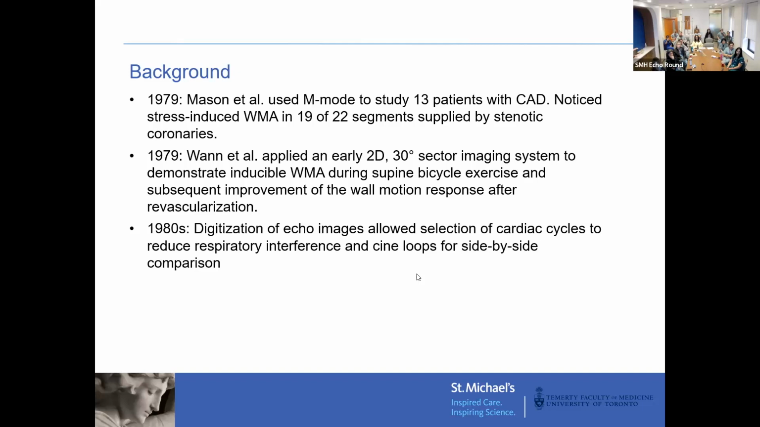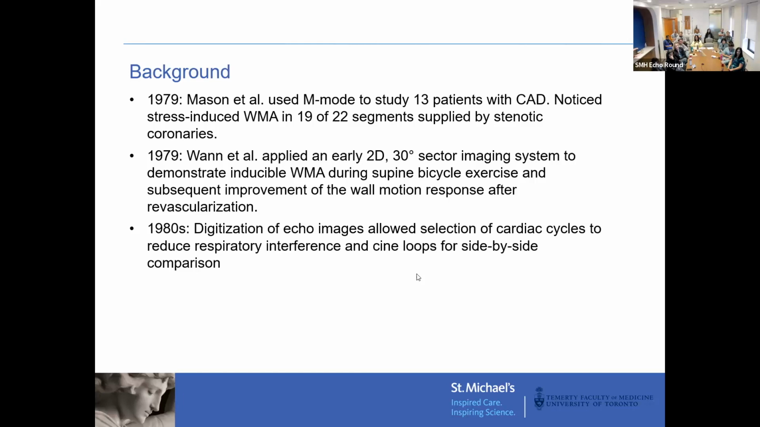But a separate group, Wann and colleagues, applied early 2D and determined that you could actually have inducible wall motion abnormalities when you did bicycle exercise. And those wall motion abnormalities would reverse after the patients underwent revascularization. And that was sort of the first time that we began to understand stress echo and its uses. The primary issue at that point, though, was they were still using videotapes to try to understand echo, and so there were major limitations of how precise they were.